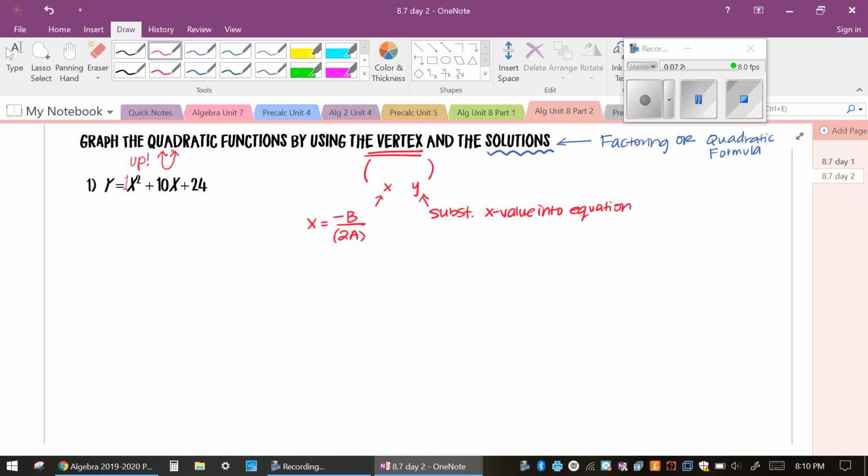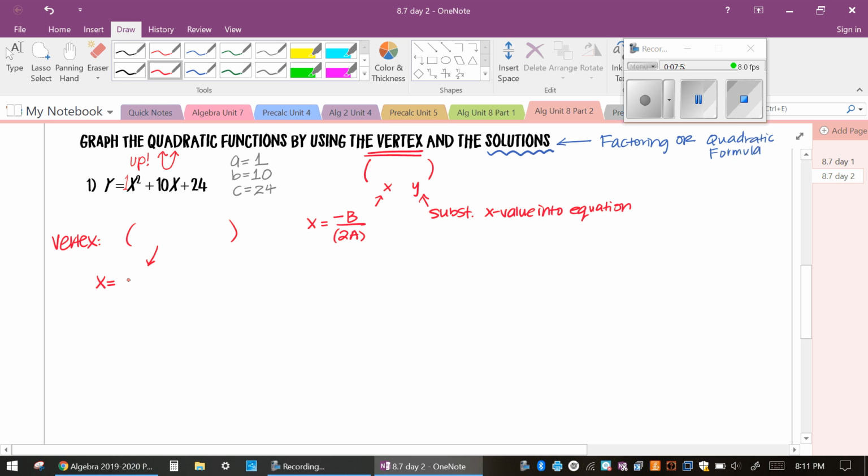Okay, now I was asked to find two things, the vertex and the solution. So I'm going to go ahead and find the vertex first. Remember, it's a two-step process. To find the x value, I'm going to take the opposite of b. So before we begin, I'm going to go ahead and label the a, b, and c. A is the leading coefficient of the x squared, so that's a 1. B is the coefficient of the linear term of the x, and then c is your constant term.